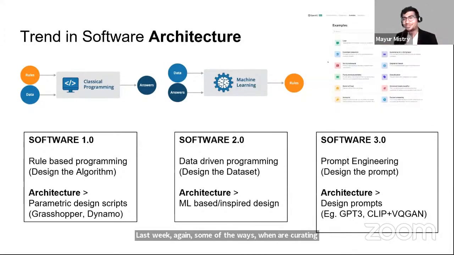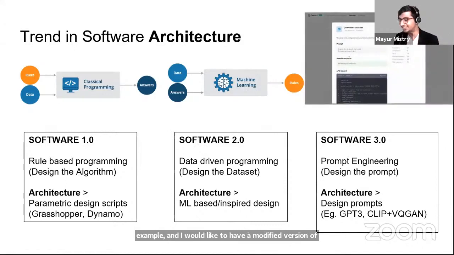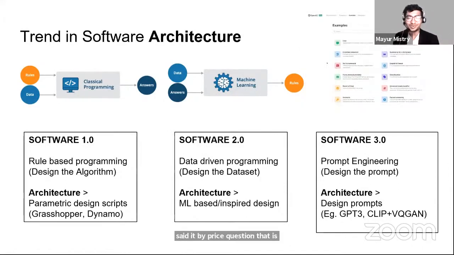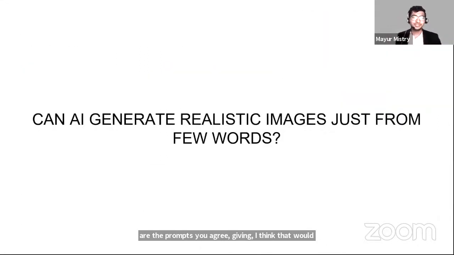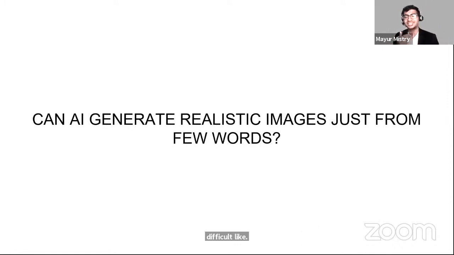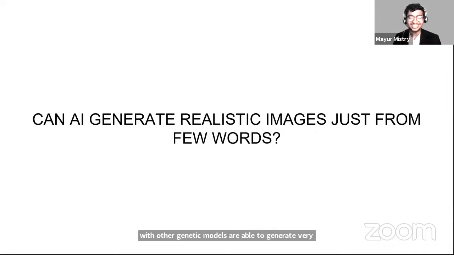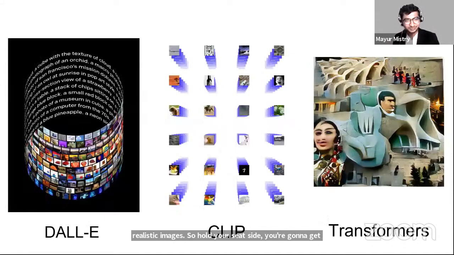And I would like to offer a modified version of a statement by Price: that AI is the answer, but what are the prompts you are giving? I think that will be more important from now on. If someone asked me, can AI generate realistic images from just a few words? If you just reflect upon that question, it's very difficult, next to impossible. But in my explorations, you will see how CLIP, along with other generative models, is able to generate very realistic images. So hold your seats tight. You're going to get an amazing ride of CLIP-generated designs.